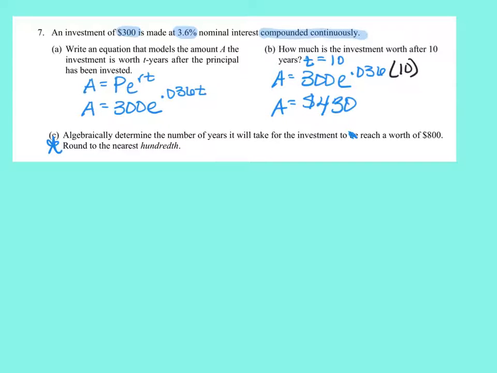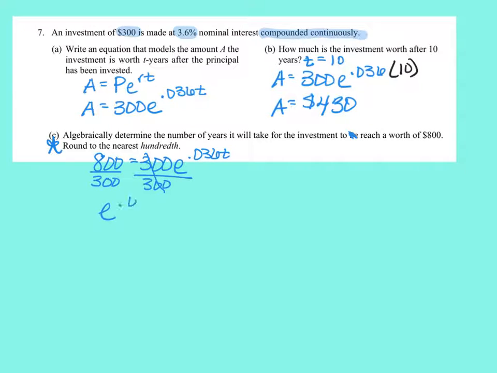So we want to know how many years, so we're going to find t. It will reach 800, so my A is now going to be 800. And I need to find t, which is an exponent, which tells me I'm going to have to use a log. Since I have e, to me, it makes more sense to use a natural log. So the first thing I have to do is get e, or my base, alone. So I'm going to divide both sides by 300.